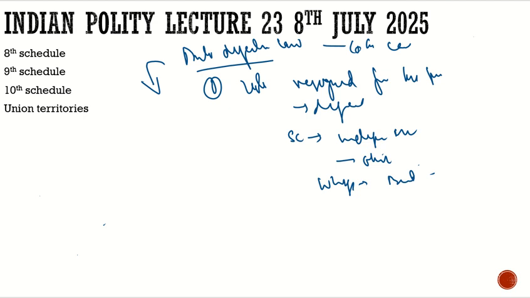Then the second: vote against the 3-line whip. When we discussed the parliamentary procedure, we discussed 1-line whip and 2-line whip, and we saw that if you violate a 1-line whip or 2-line whip, nothing will happen to you. But if you violate a 3-line whip, then you will be qualified for disqualification. So this is how you get qualified for the disqualification.